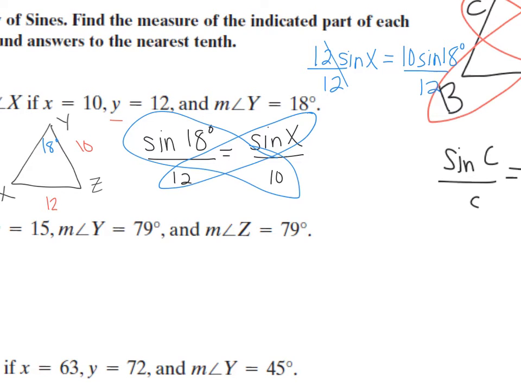So what I want to do is do sine inverse. Don't do sine inverse at the very end. Don't put this in your calculator and round it, and then divide these and round it. I don't want you to do this until the very end. So at the very end, I put in my calculator inverse sine of 10 sine 18 over 12. And then I end up getting 14.9 degrees. So about 14.9 degrees if I round to the nearest tenth.